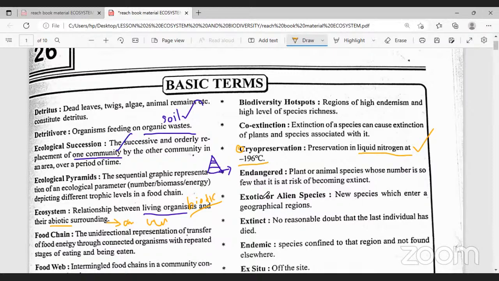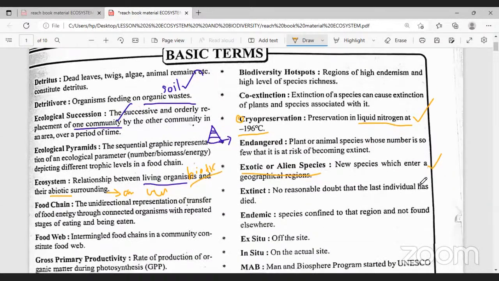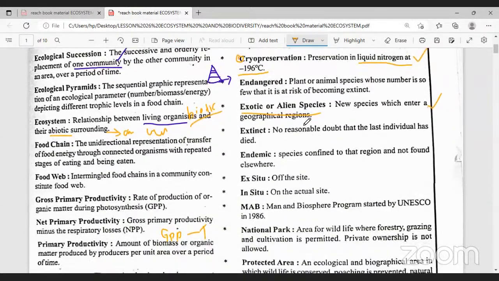Exotic or alien species. This is also very, very important. New species which enter a geographical region are called exotic or alien species. Take an example, one of the plants is called Parthenium. It is also one of the alien species. There are so many examples, animals also. And what is meant by extinct? No reasonable doubt that the last individual has died.